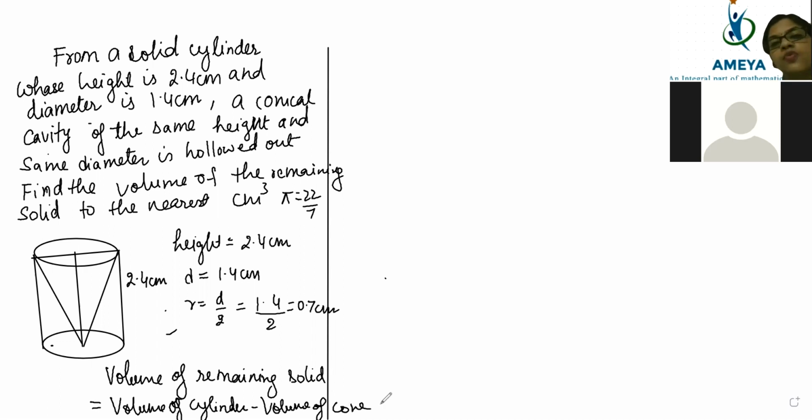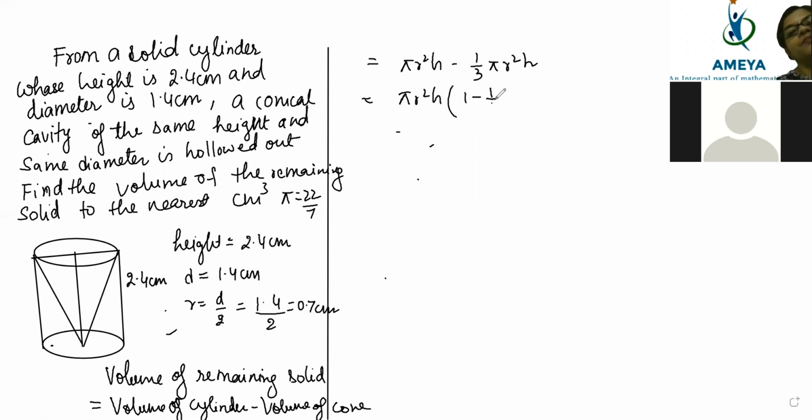Okay beta, so you know what is the volume of cylinder? Base and radius will be same. Volume of cylinder is pi r square h, and volume of cone is 1 by 3 pi r square h. So pi r square h is common. So take out pi r square h. So what will be left? 1 minus 1 by 3.